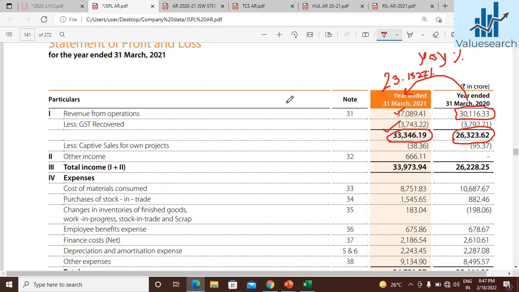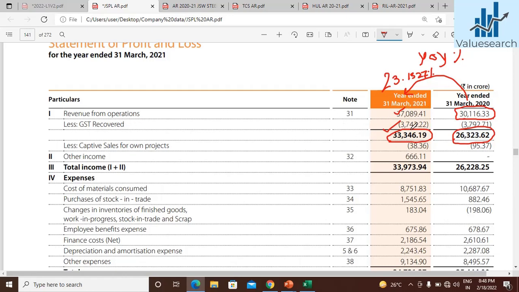So this is how you can understand. You can just do 33,346.19 minus 38.36 plus 666.11. Here you have this answer, 33,973.94. So in your analysis, you should be considering this particular amount. So this was your year on year revenue from operations growth before deduction of GST recovered.